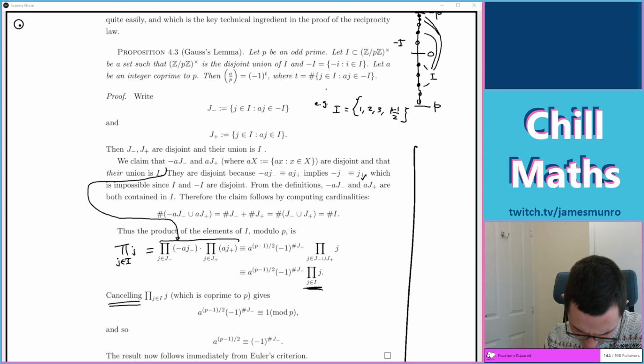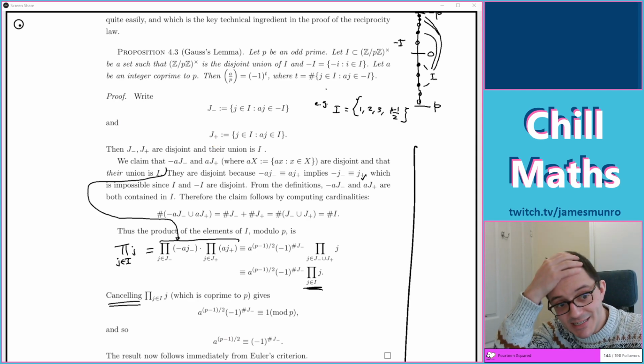Let's find out. So reading it the other way around is something like you take all the elements of I, and you multiply by a whole bunch of A's, one each. Everybody gets a multiple of A. So you could think of this as being some stuff in I belongs to J minus, and some of it belongs to J plus.